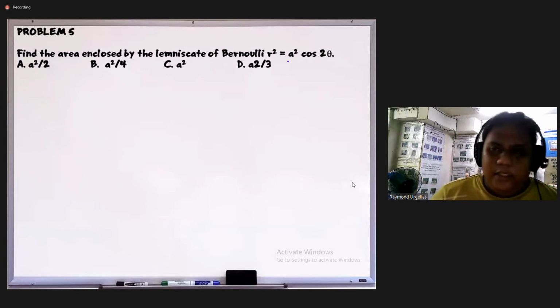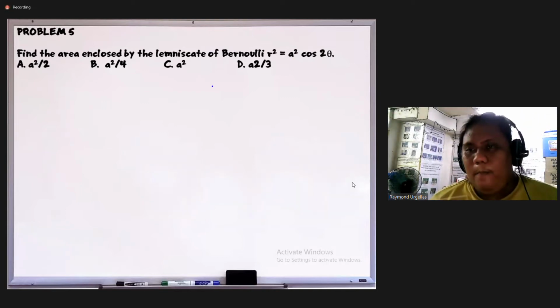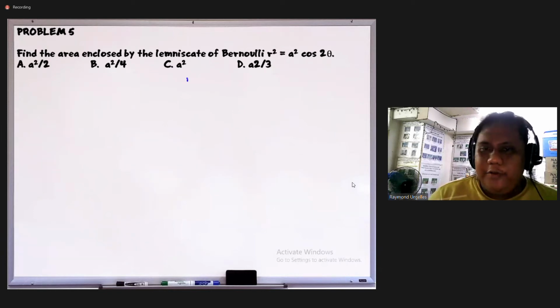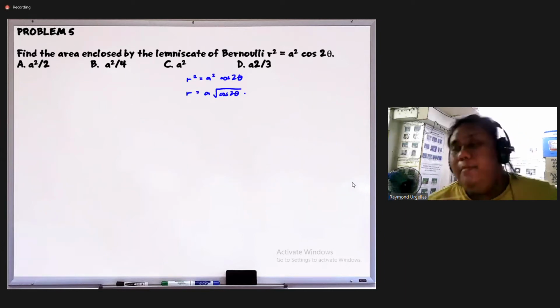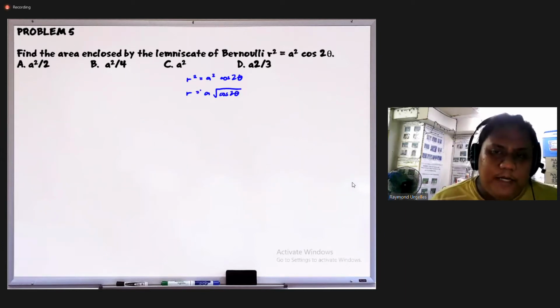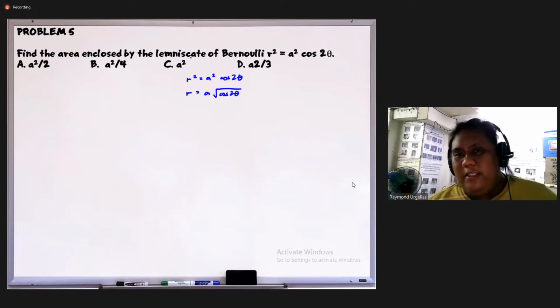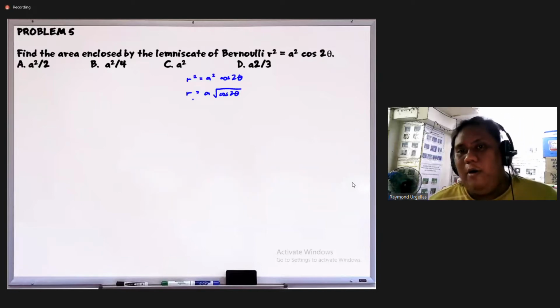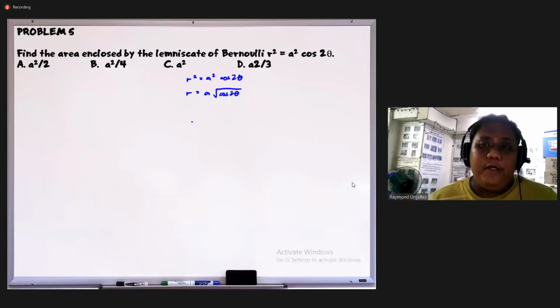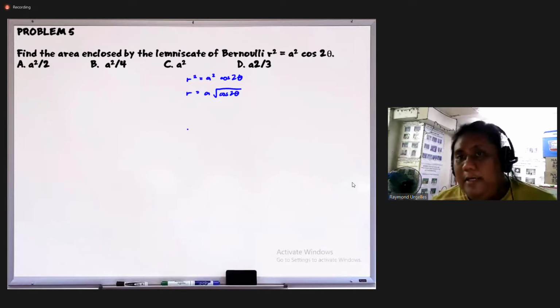Let's try this one. We have r squared is equal to a squared cosine of 2 theta, so r is simply equal to a times the square root of cosine of 2 theta. Remember that this is positive or negative, but because of the symmetry of the lemniscate, it actually doesn't matter. We'll just take the positive r, and we get the negative counterpart through symmetry.